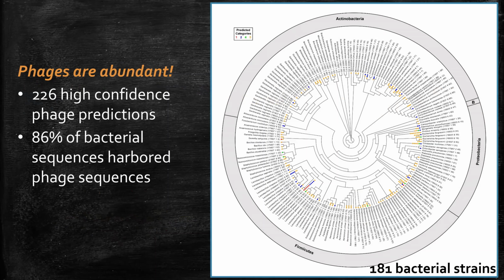Overall, 86% of the bacteria strains examined by our pipeline contained at least one phage sequence. Some bacterial strains have just one phage sequence, whereas some have multiples. For instance, a Lactobacillus strain has 10 different latent phages embedded in its genome.